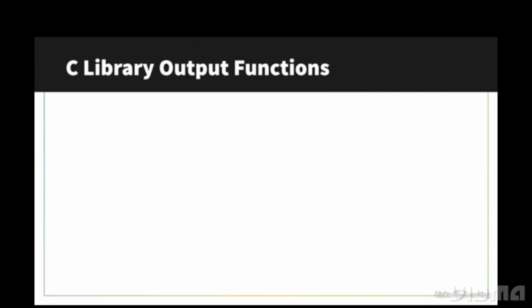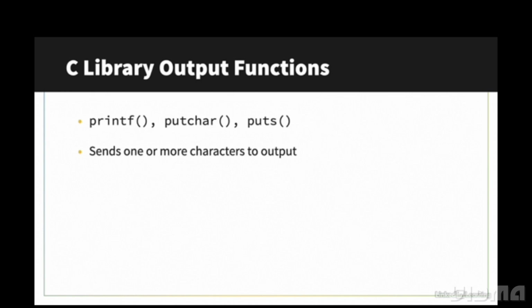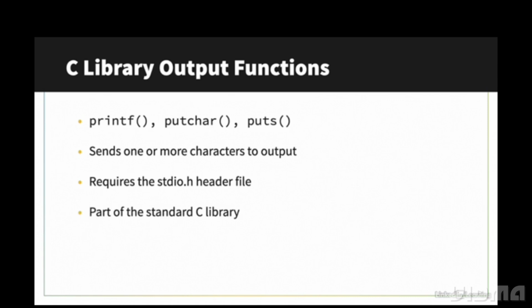The C library offers a host of output functions. Of the lot, 3 are the most popular. They are pronounced printf, putchar, and puts. Each function sends 1 or more characters to the standard output device, which is the screen or terminal. Each is declared in the standard I/O header file, and these functions are part of the standard C programming library.